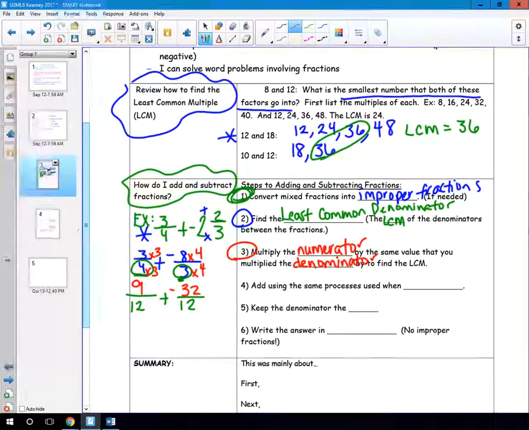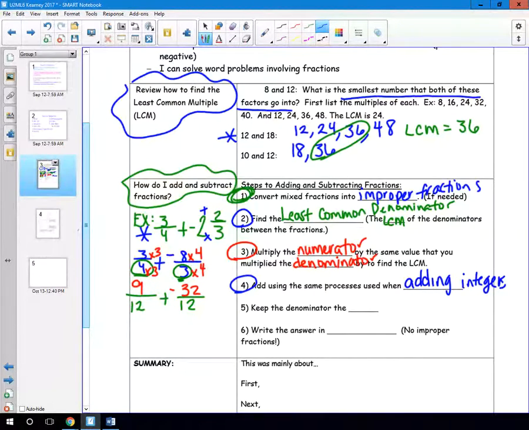Okay. So now let's go back to our steps. We converted the mixed numbers to improper fractions. Step 2, we found the least common denominator, which was 12. And then whatever I multiplied the denominator by, I also had to multiply that numerator by. Okay? So now let's come down to step 4 that says we need to add using the same processes used when adding integers. Okay, so we're going to still use those same rules.